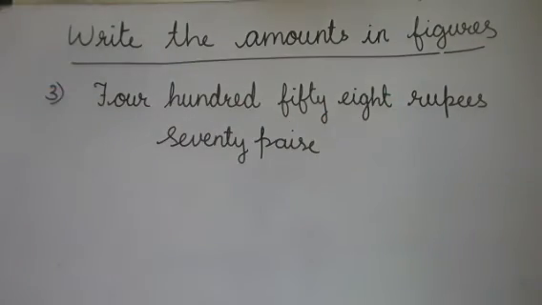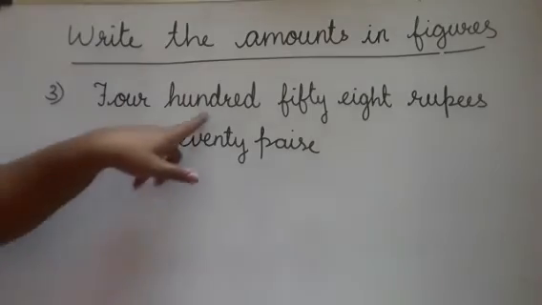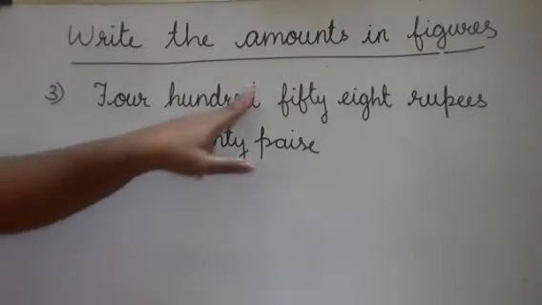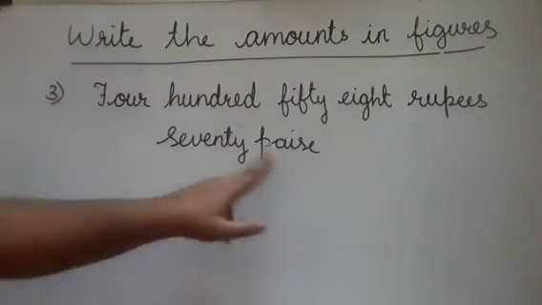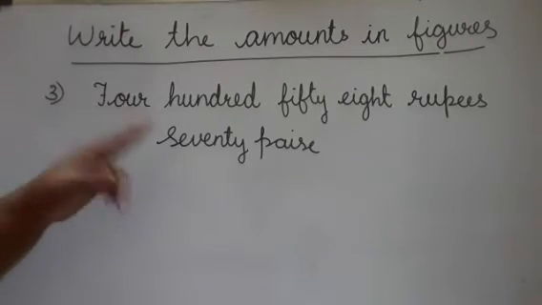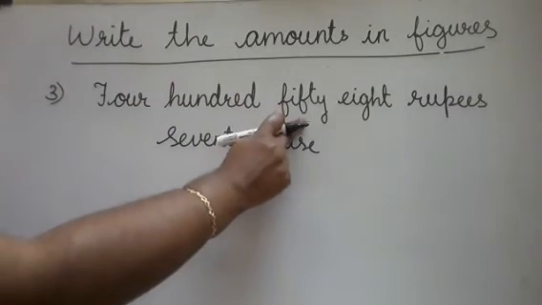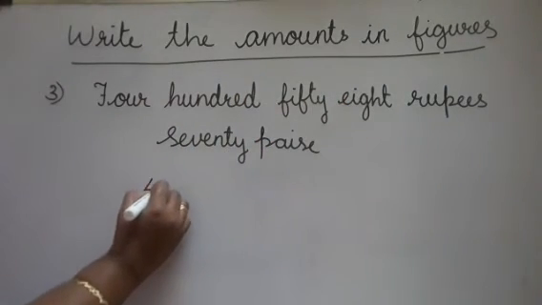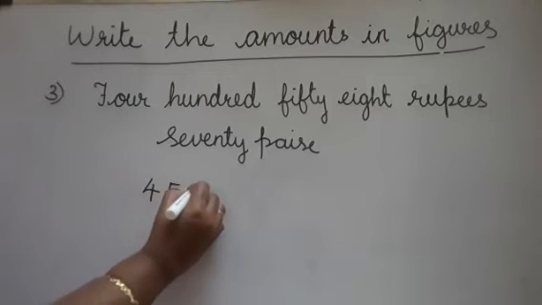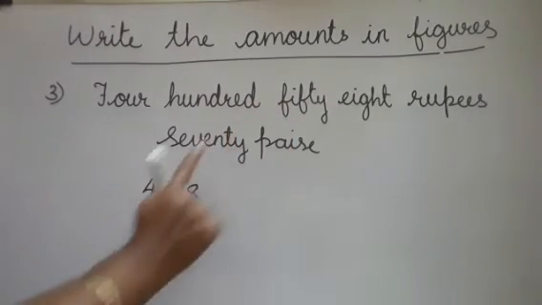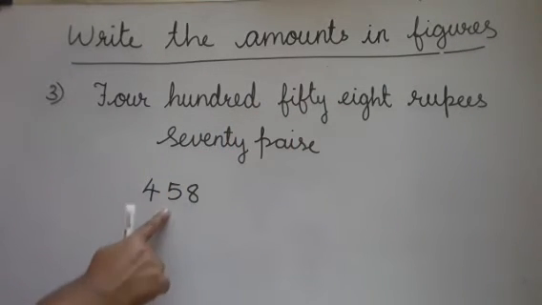458 rupees 70 paise. I will read the question once more. Listen carefully. It is 458 rupees. Then what is the rupees? It is 458 rupees and 70 paise. Let us write this amount in figures. The first is 458. Isn't it? We can write the 458 in figure as 458.